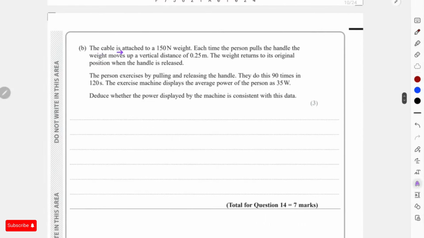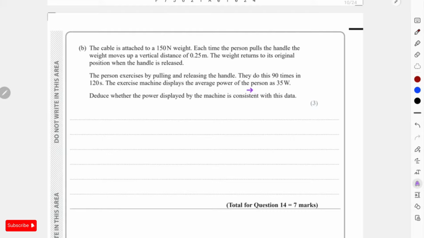Now it says that the cable is attached to a 150 Newton weight. Each time the person pulls the handle, the weight moves up a vertical distance of this much, and the weight returns to its original position when the handle is released. The person exercises by pulling and releasing the handle. They do this 90 times in 120 seconds, and the exercise machine displays the average power of the person as 35 watt. Deduce whether the power displayed by the machine is consistent with this data. We need to identify the actual power used with this entire working.